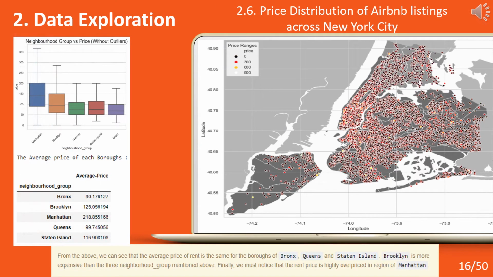In this plot, we see the price distribution of Airbnb listings across New York City. From the above, we can see that the average price of rent is the same for the boroughs of Bronx, Queens, and Staten Island. Brooklyn is more expensive than the three neighborhood groups mentioned above. Finally, we must notice that the rent price is highly overpriced in the region of Manhattan.